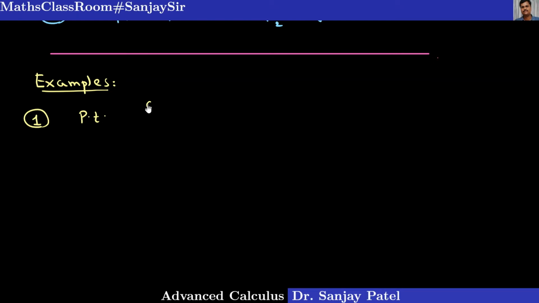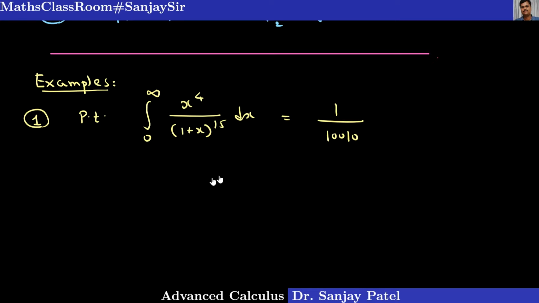the integral from 0 to infinity of x raised to 4 upon 1 plus x raised to 15 dx is equal to 1 upon 10010. Okay. So first of all, what I will try to do is convert this integral into some known expressions of the beta or gamma function.